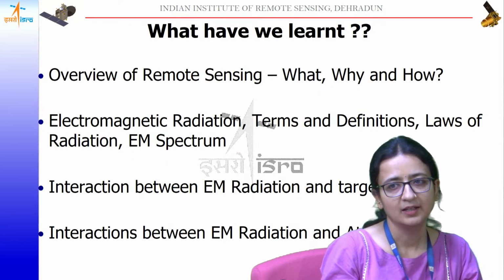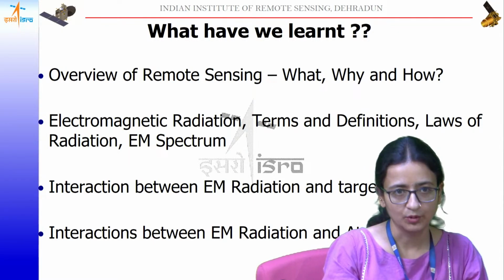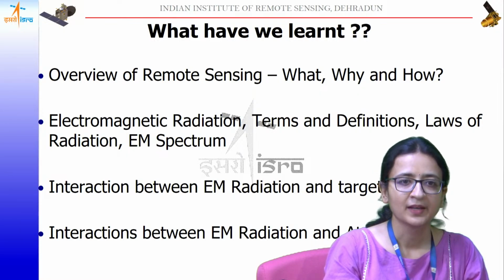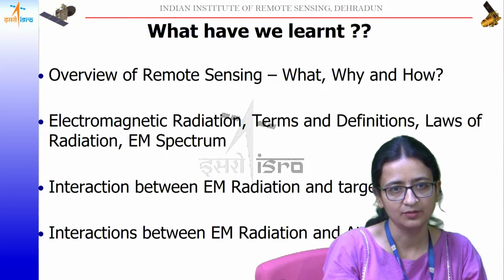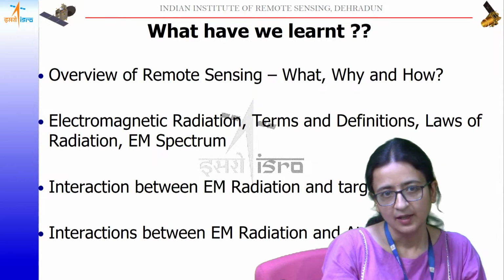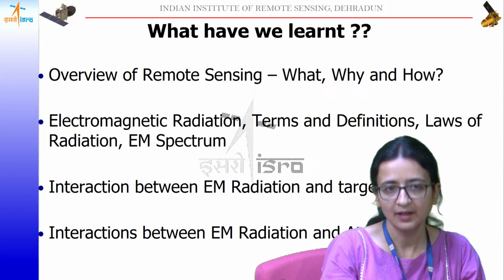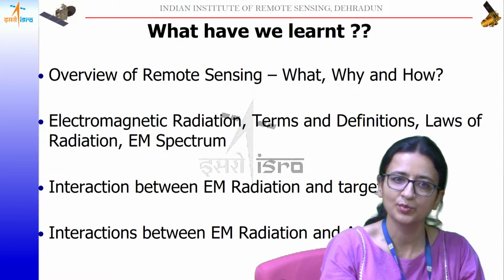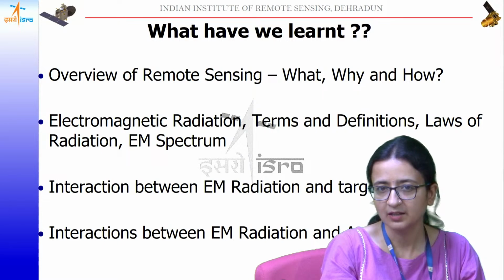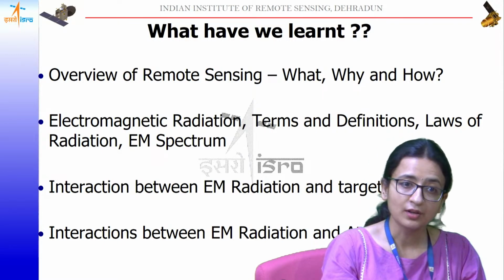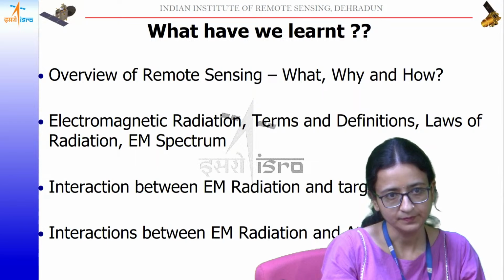In this last 1 hour, we tried to learn the overview of remote sensing. I'll just wind it up. We have learned about what, why, and how to carry out the remote sensing process. Then we learned about what we are measuring. We are measuring the electromagnetic radiation. So we need to understand its properties, some terms, some definitions, wave particle duality, laws of radiation, spectral emissivity, etc.